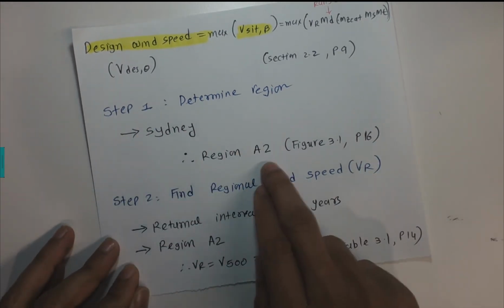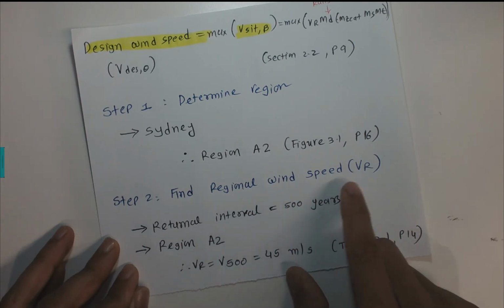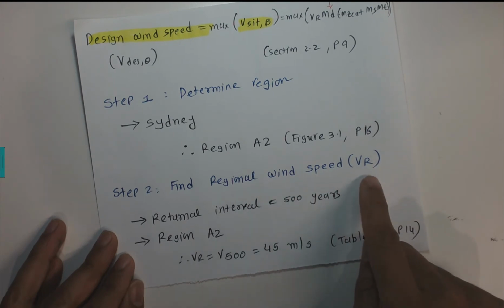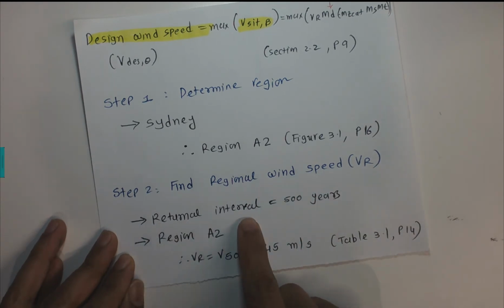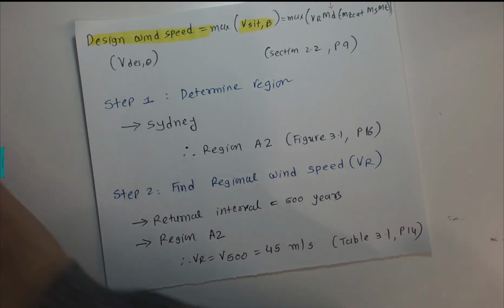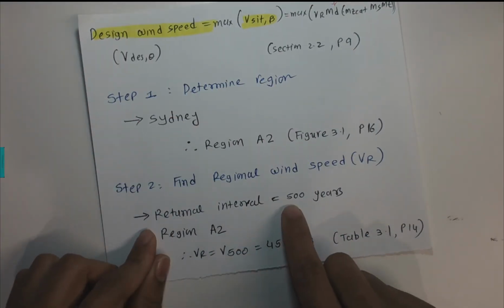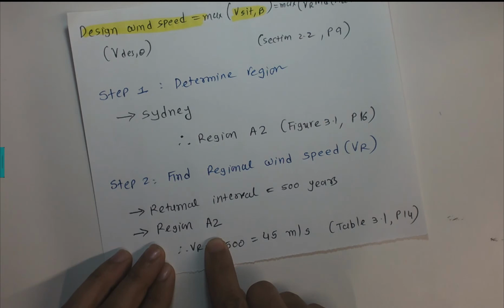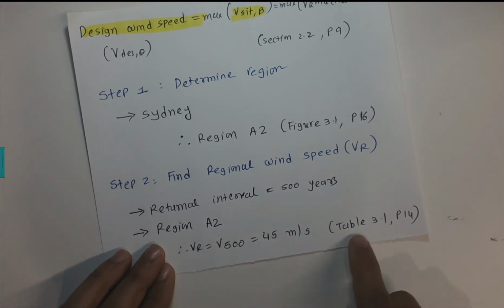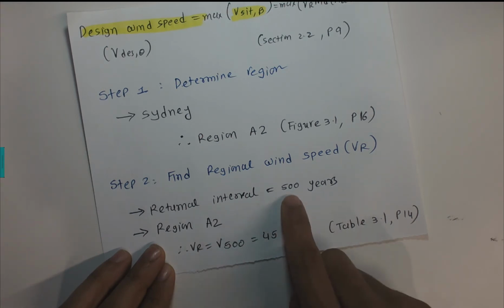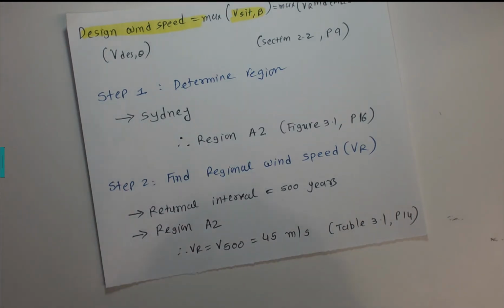Once you find region A2, you can find the regional wind speed, which is VR. Before that, we need the return interval, which is 500 years. In the given data of the question, we have a return interval of 500 years, so that is R500, and the region is A2. Now use the Australian standard again. In table 3.1, we can find the regional wind speed VR equal to V500 for the interval, which is 45 meters per second.